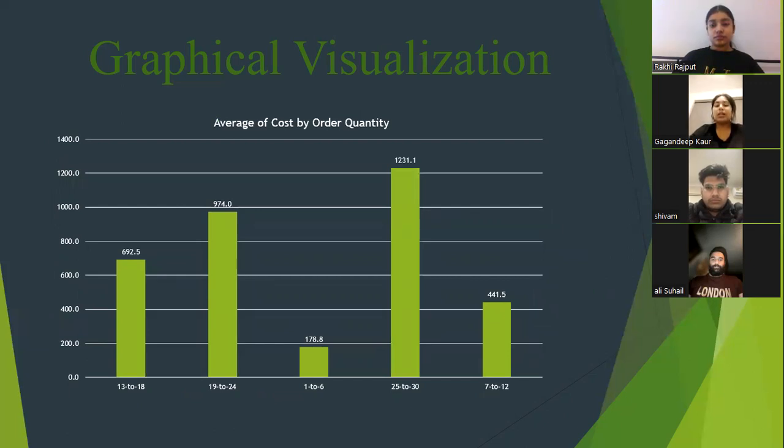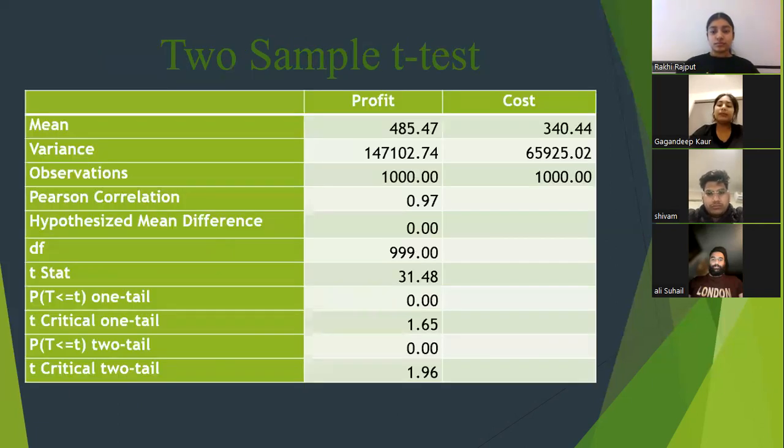This graph demonstrates the average cost by ordered quantity, and the maximum average cost shown was approximately 1250. So moving to the next slide.